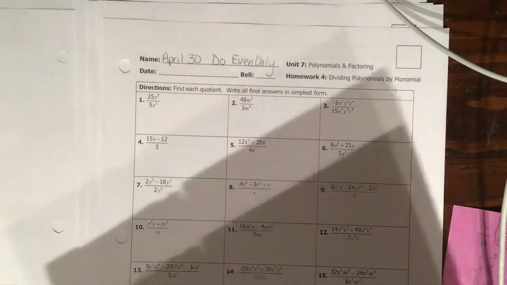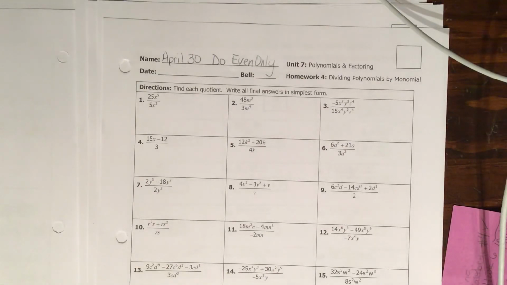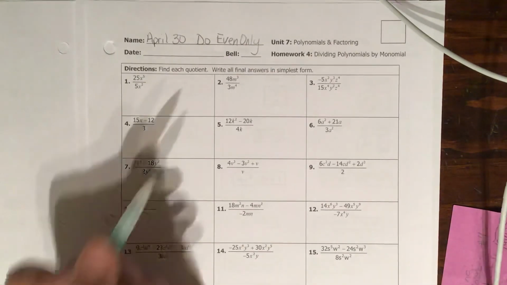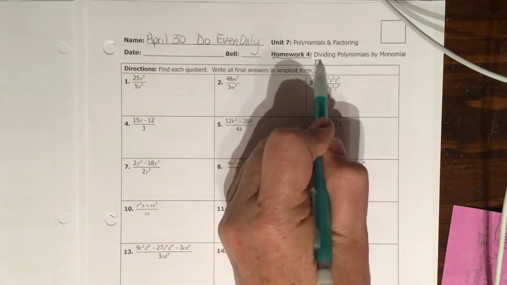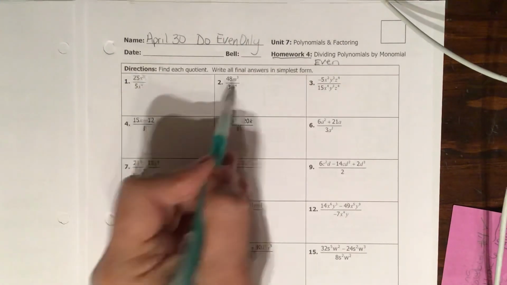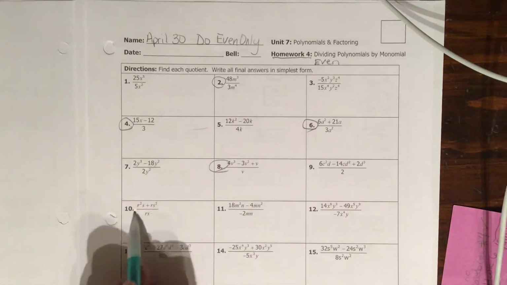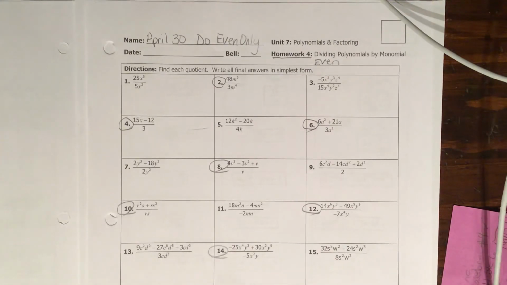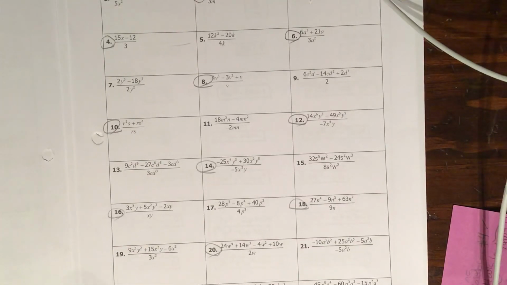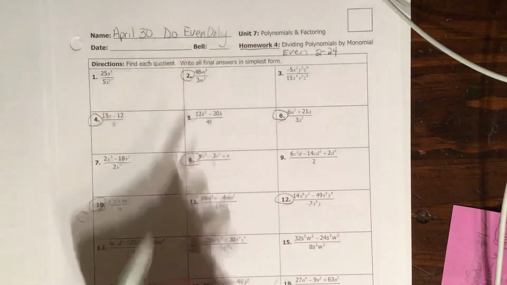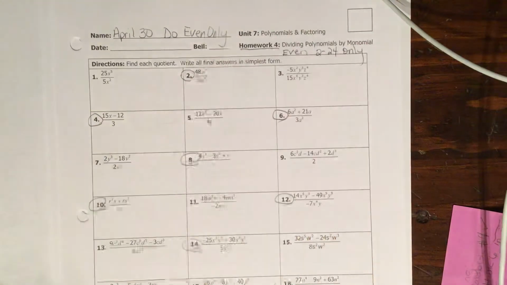Okay, so for homework on this lesson, you're not going to do everything because you're going to be doing the quiz also on this day. So on homework 4, you're only going to do the even problems: 2, 4, 6, 8, 10, 12, 14, 16, 18, 20, 22, and 24. So 2 through 24 only. Even, okay? Make sure you only do the even ones. If you want to do more, that's up to you.